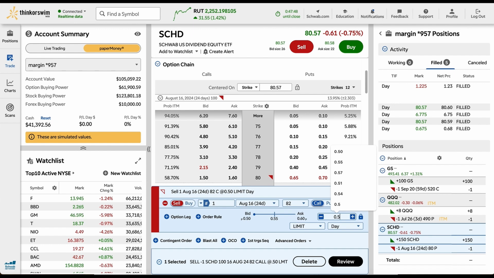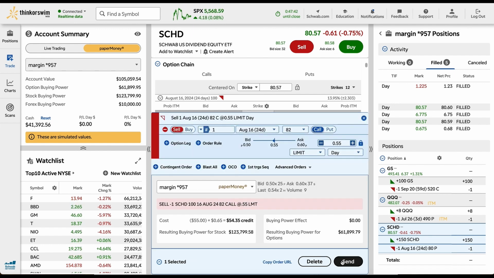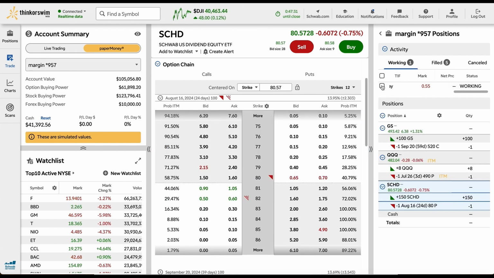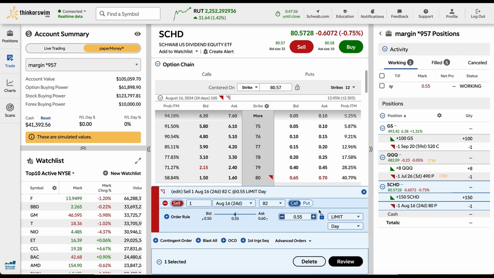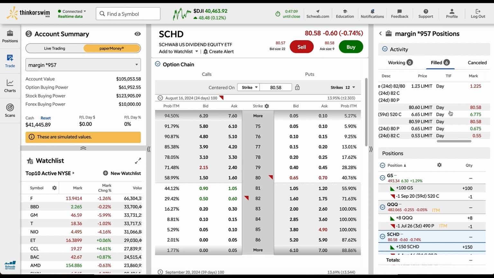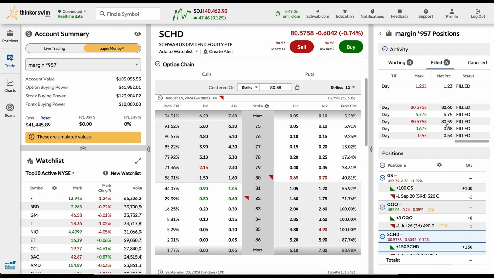I'm setting a limit order of 55 cents a share. And since it didn't execute, I'm going to edit it to 53 and see if I can get this to fill. All right, so I've placed 3 trades, and let's enter all the data on the spreadsheet.